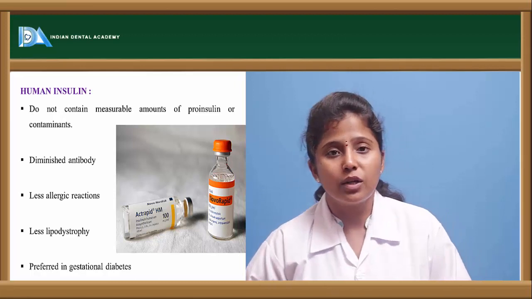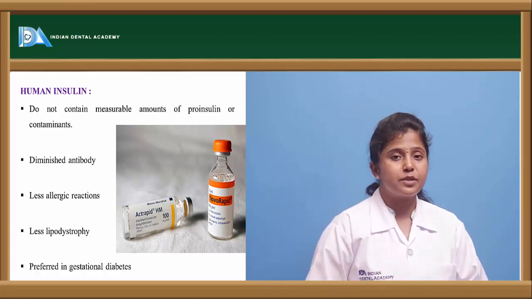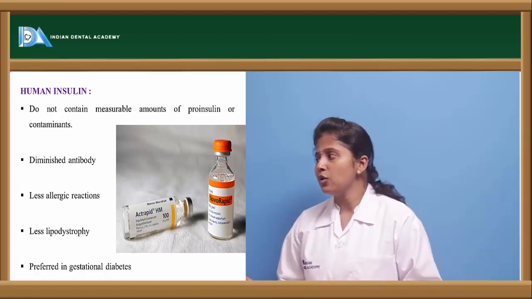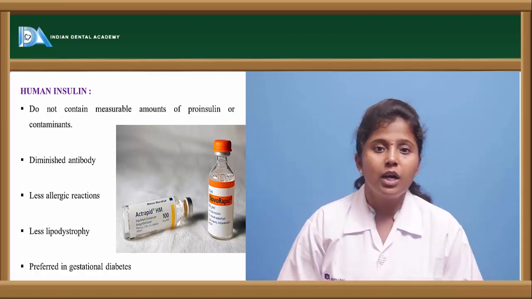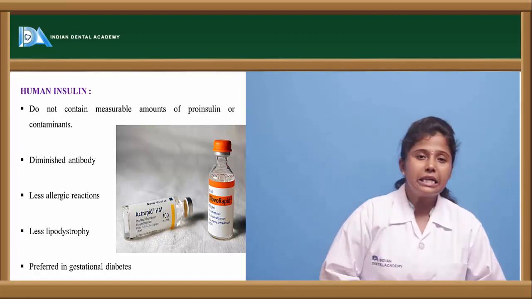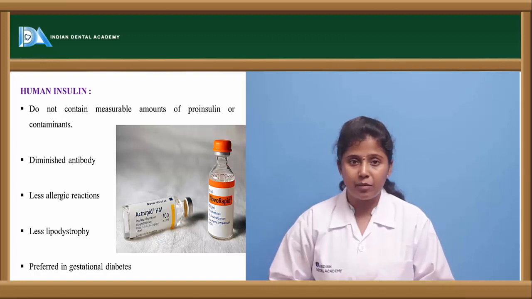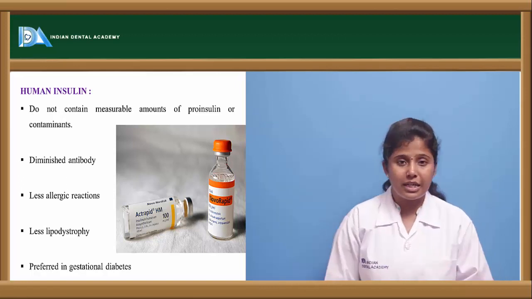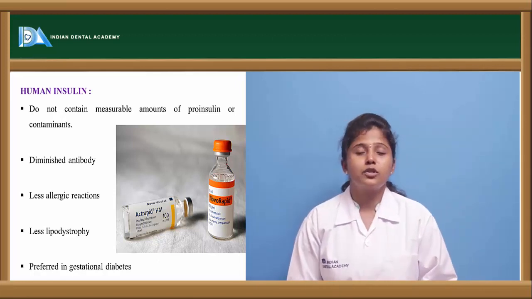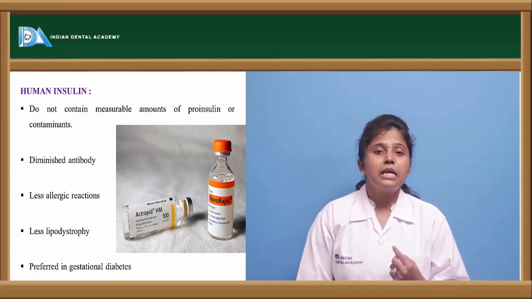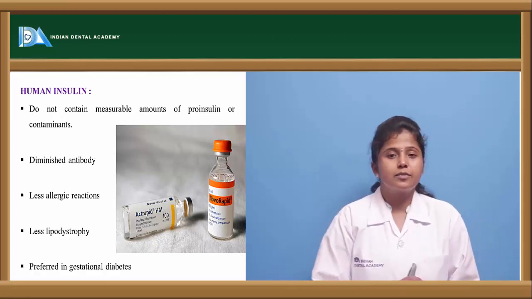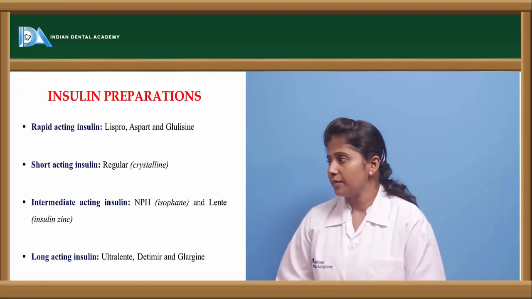Let us see what human insulin is. Human insulin is produced by recombinant gene expression, and it does not contain measurable amounts of proinsulin. This human insulin is an active form and contains diminished antibodies in its preparations. It provides fewer allergic reactions as well as less lipodystrophy. Lipodystrophy is a condition where there is difficulty in proper lipid functioning or lipolysis. It is mostly preferred in the diabetic condition.